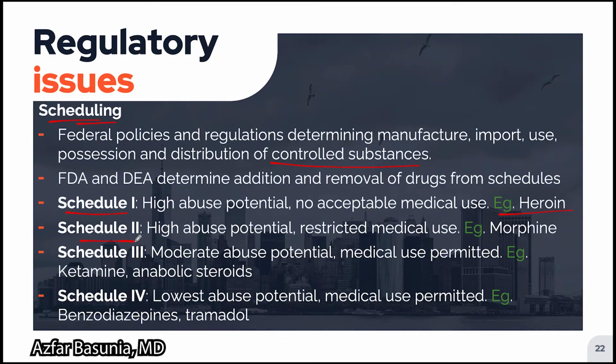A Schedule 2 drug also has high abuse potential but has restricted medical use. An example of this is morphine. A Schedule 3 drug has moderate abuse potential and medical use is permitted. Examples of these are ketamine and anabolic steroids. Lastly, Schedule 4 drugs have the lowest abuse potential and their medical use is also permitted. Two examples of these include benzodiazepines and tramadol.